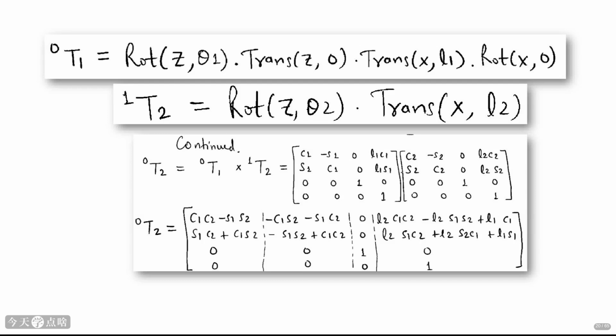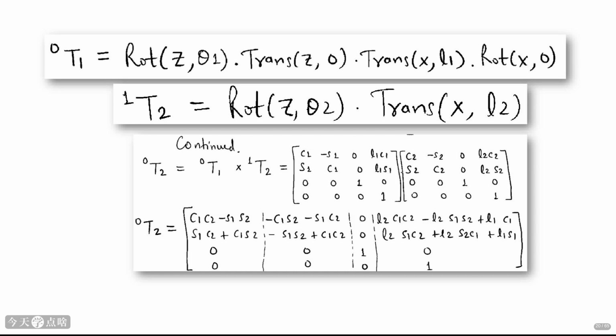Using the DH parameters, we can write the transformation matrices. For the first joint, the transformation from frame 0 to frame 1 is given by the product of rotation and translation matrices. Since alpha 1 equals 0 and d1 equals 0, some terms simplify. The formula for 0T1 is shown.